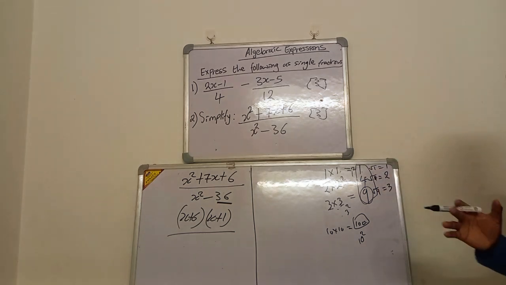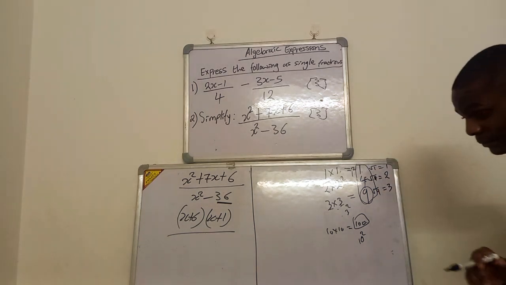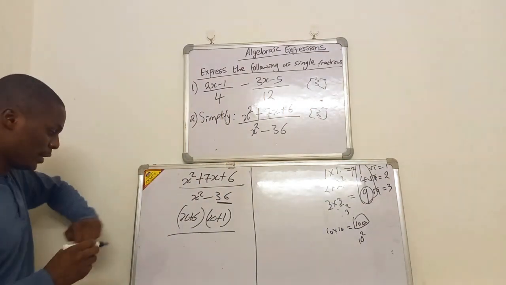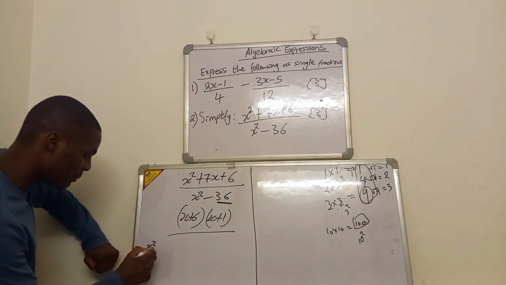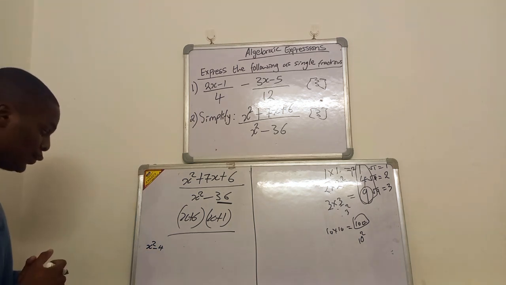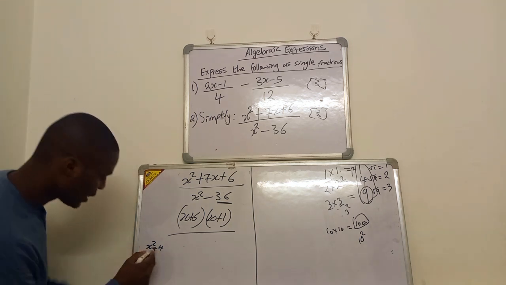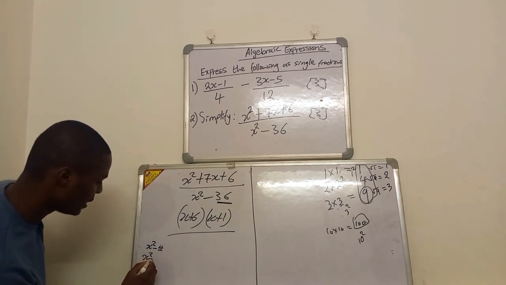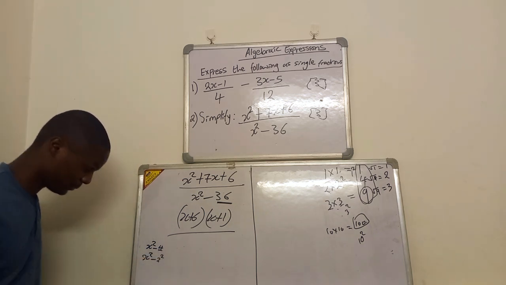So how can we deal with perfect squares? I will explain. Let's say, for example, you have x squared minus 4, and you must factorize this. What can you do? You can write 4 as 2 squared. So let me write x squared minus 2 squared.